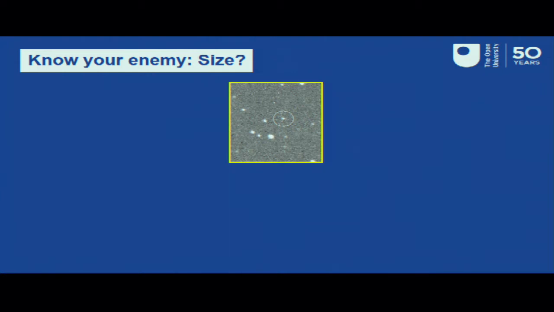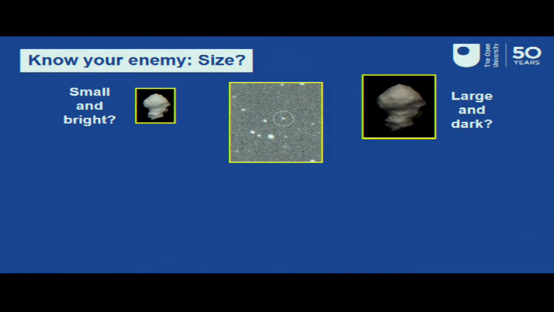But of course, we can't say anything about its size, because it may be that it's a very highly reflective small body that produces that amount of light, or it could be a very big, dark body. And I know I'd rather be hit by the one on the left than the one on the right. But how can I tell which is which? Okay, and this is something that I've spent a long time doing.